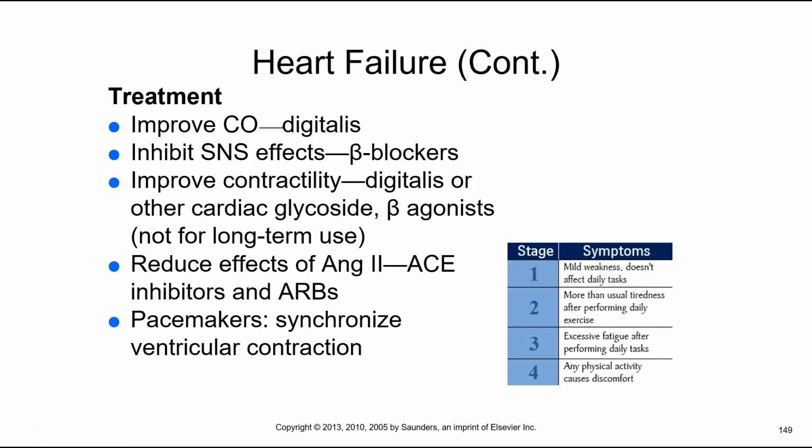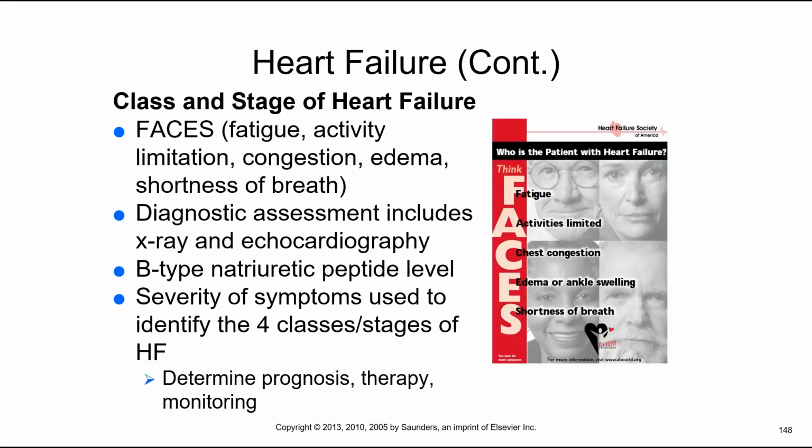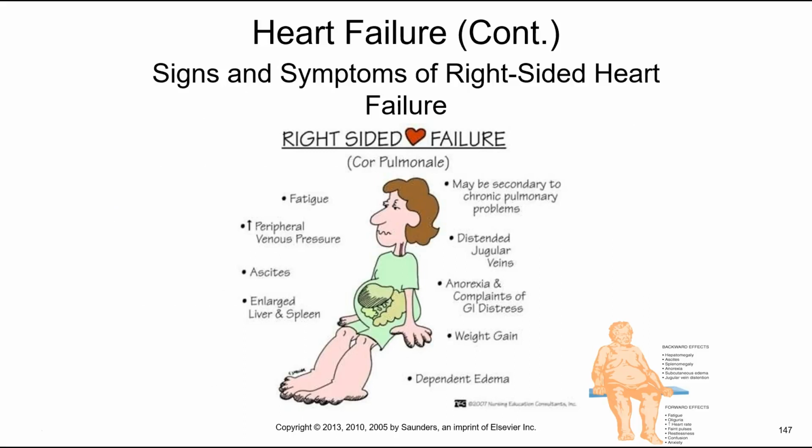Now we can improve cardiac output with certain drugs like digitalis. We can inhibit the sympathetic nervous system with beta blockers. We can improve contractility with a variety of drugs. We can decrease the RAS pathway with ACE inhibitors. And we can also use pacemakers. One concern here is going to be dysrhythmias developing as well.